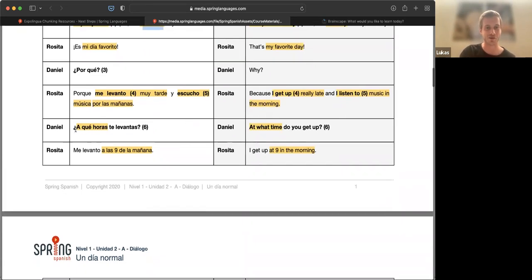A qué hora is another one. In English, at what time; in Spanish, at what hour. You can say a qué hora or a qué horas. Both are correct, but you say hour, not time. How do you know? Again, by finding chunks. That's how you do it.